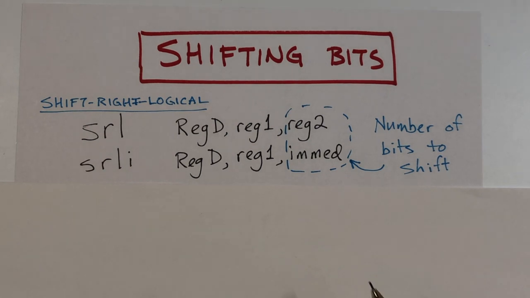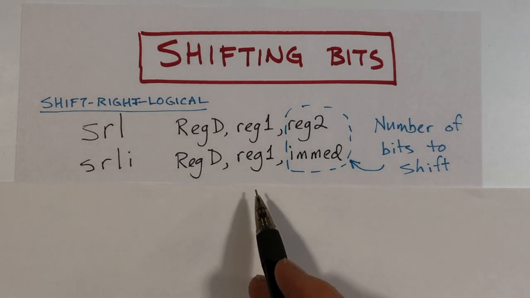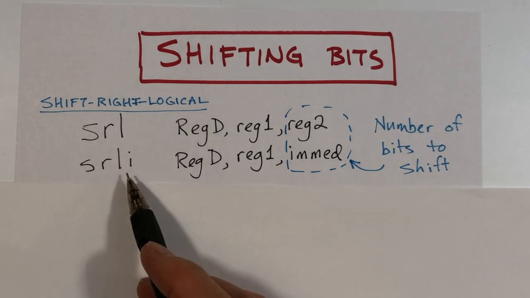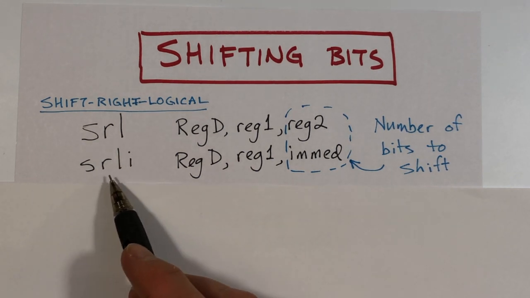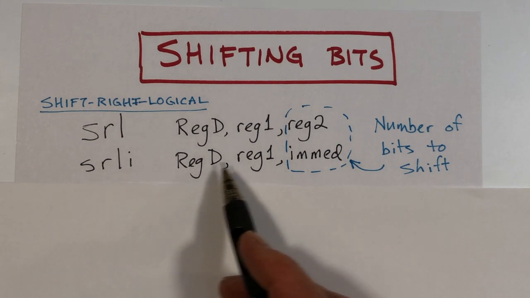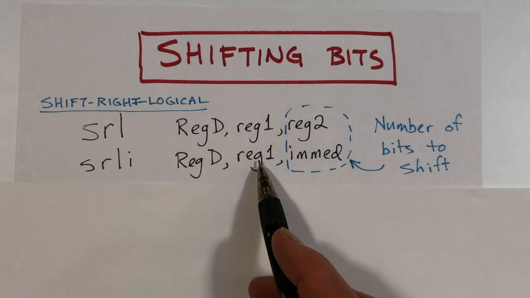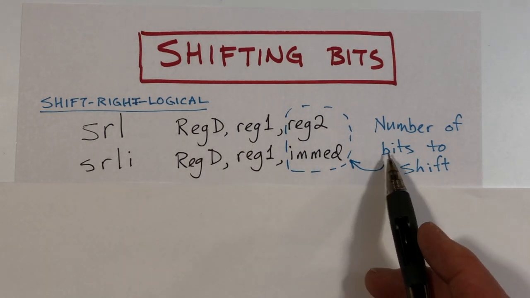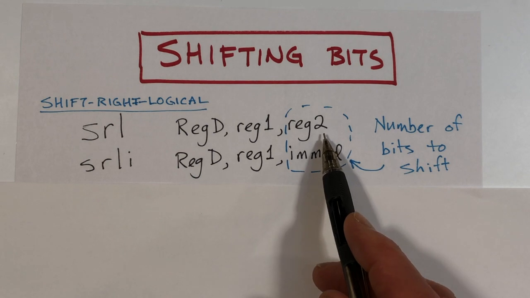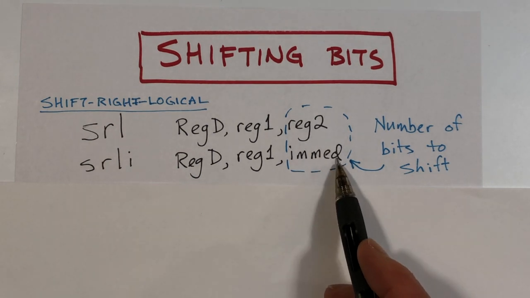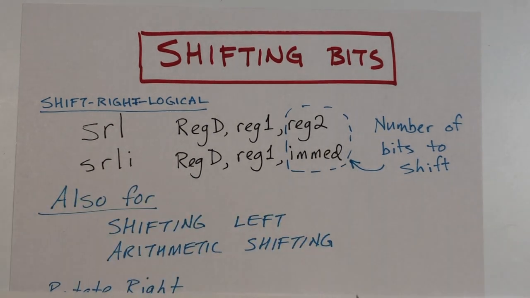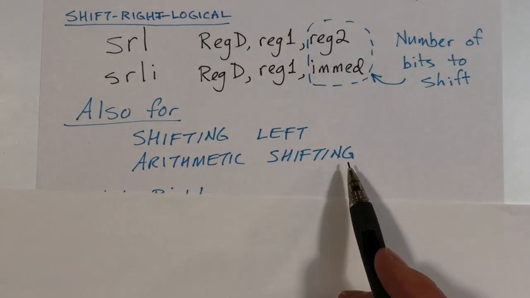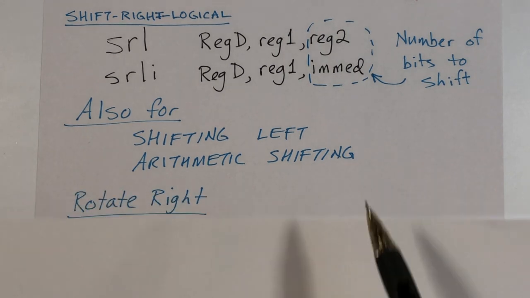There are a number of instructions to shift data. For example, the shift right logical instruction and its other instruction, shift right logical immediate, take a value from a register and shift it to the right a number of bits. And the amount to shift could be in a second register or an immediate value specified directly. There are also instructions for shifting left and arithmetic shifting as well.